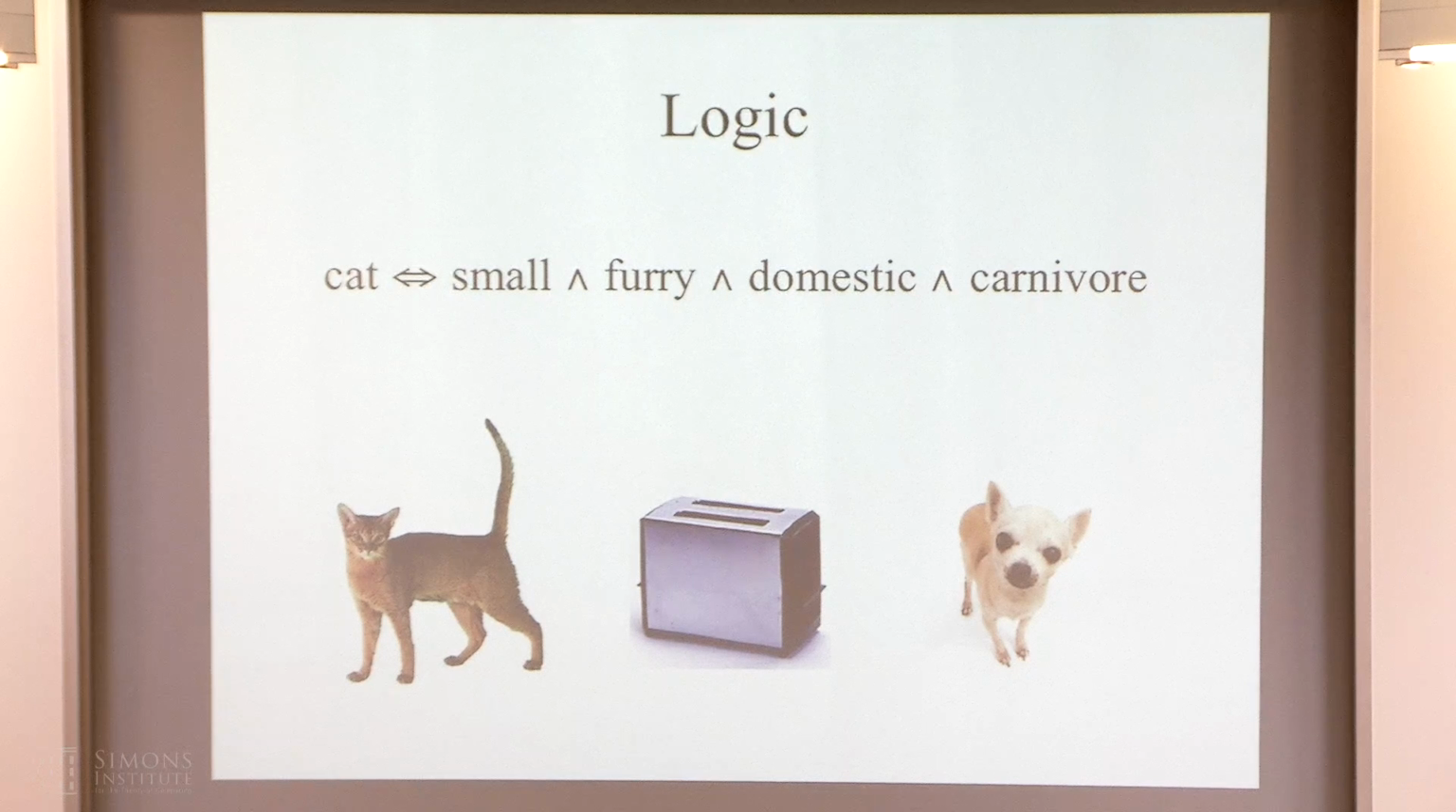But then, that particular rule fails when you see something like this, which happens to be small, furry, domestic, and carnivorous, but probably not a cat. So the idea, though, for that logical perspective was that this is just a failure of that particular rule, and there's going to be some rule that you can figure out. There's going to be some sort of combination of features and way of putting those together with logical connectives that's going to be the right kind of rule.